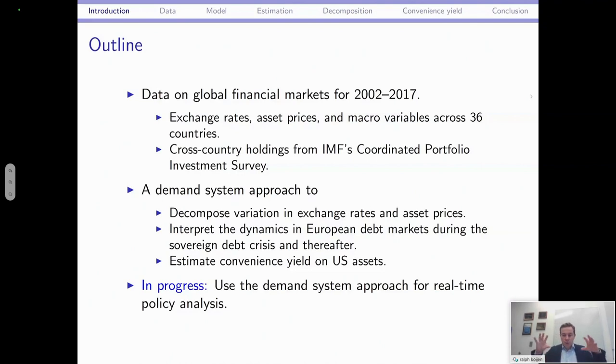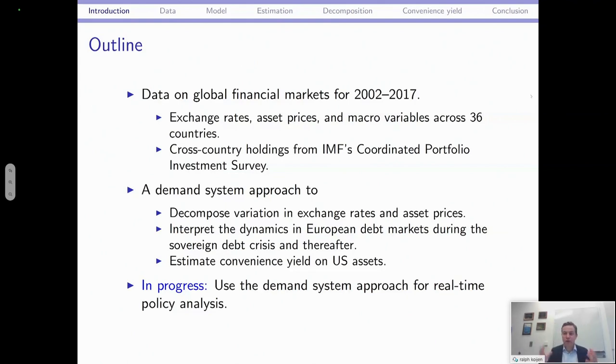And so we're going to set up this model that's going to allow us to understand why prices move. And then we're going to use it to give a decomposition of variation in exchange rates and asset prices. We're going to zoom in in particular on a couple of important events. So first, we're going to try to understand the dynamics in European debt markets during the sovereign debt crisis and thereafter. So for instance, why did the spread between Greece and Germany widen as much as it did? What were the spillover effects to other countries like Italy and Portugal? And what role did different investors play? What role did macroeconomic fundamentals play?